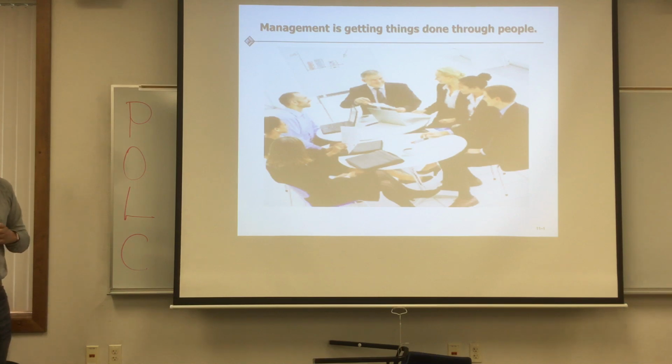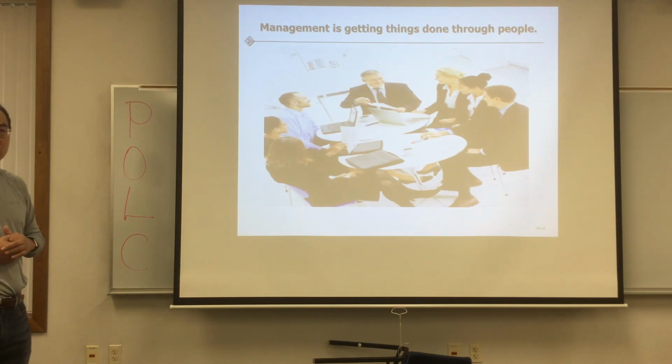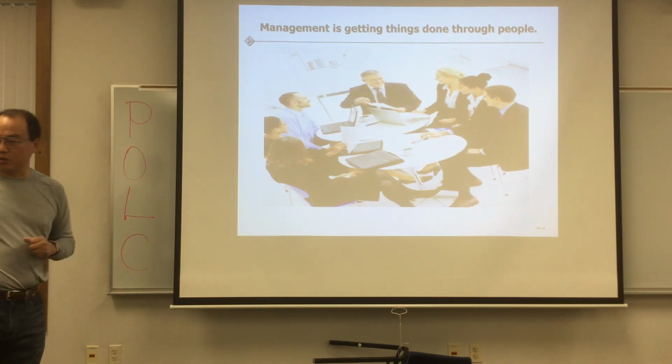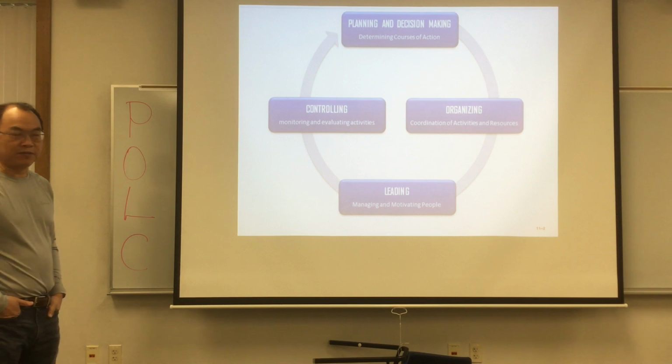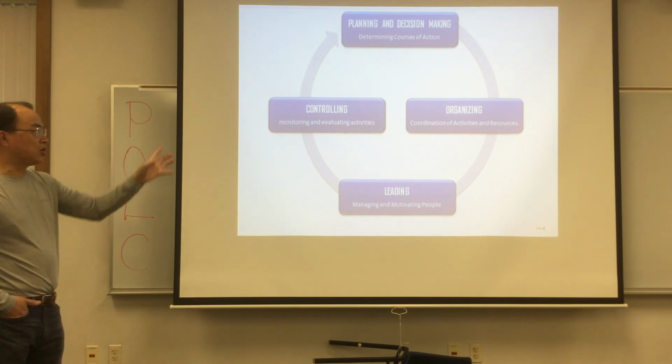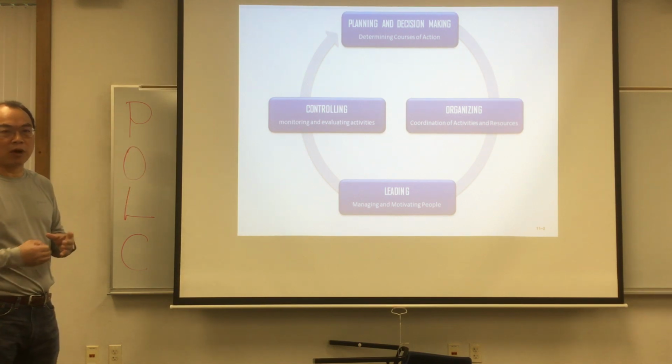After we have a goal and plans, then we need to find ways to accomplish the plan. As you see, management is getting things done through people. That's my simple definition. So let's review a little bit about the four things. Planning is really determining the course of action. And today, I'm going to spend the whole hour talking about organizing.